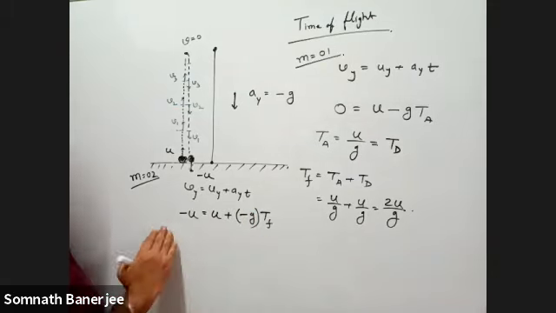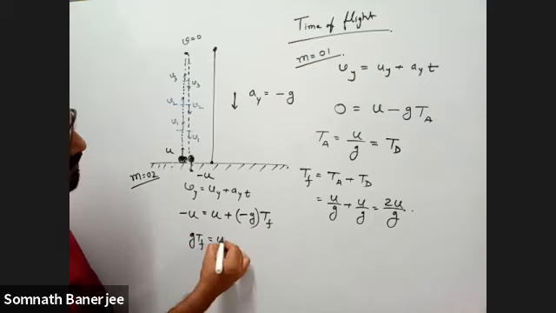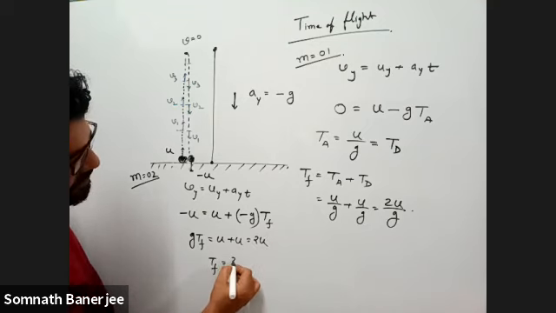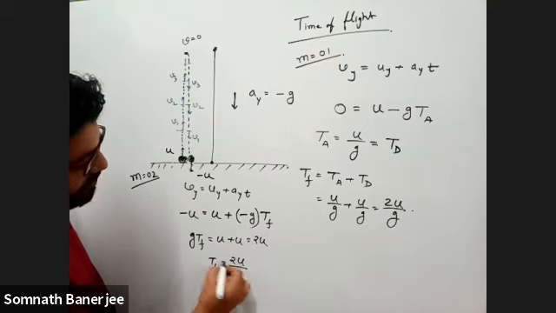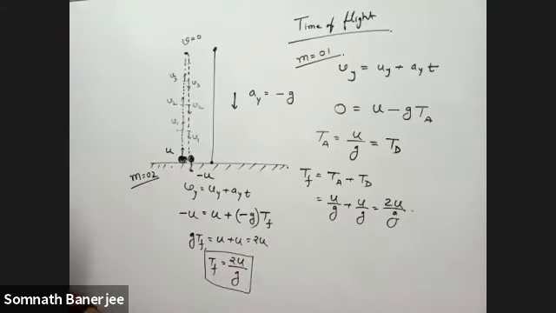So see, if you move g into T_F to that side, this u moves to that side, u plus u, 2u. So time of flight is 2u by g. So you get the same answer, time of flight. Is it clear? Yes, sir. Now you can use one more method to find out the time of flight.